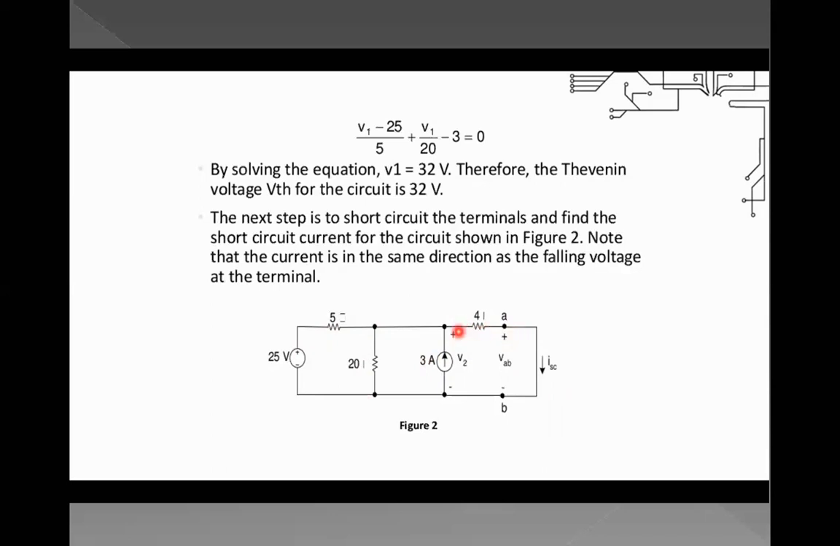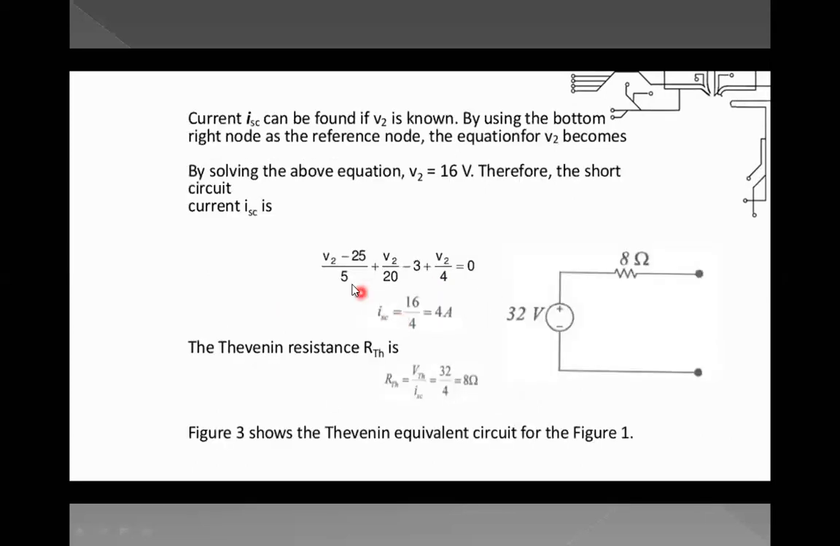So the expression comes like V2 minus 25 by 5, plus V2 by 20, minus 3 amps, plus V2 by 4. The summation of all those currents should be equal to 0. Now please look here, the same one: V2 minus 25 by 5 plus V2 by 20 minus 3 plus V2 by 4 is equal to 0. If you solve this, you'll get V2 as 16 volts.